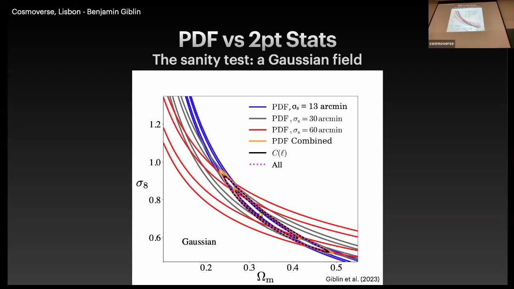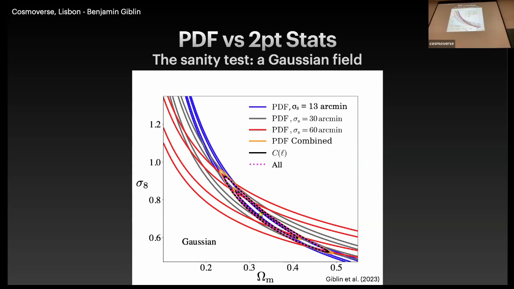So that's telling you the power spectrum extracts all information from the field, the lensing PDF doesn't have any information that it doesn't already have. And that's because it's a Gaussian field. So it's exactly what we would expect. We pass the sanity check.